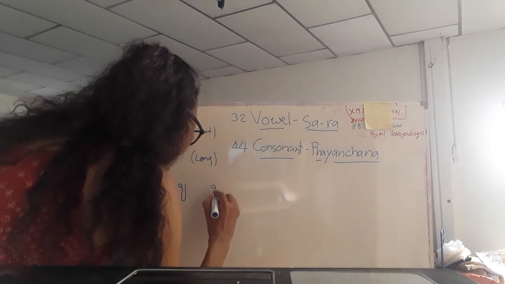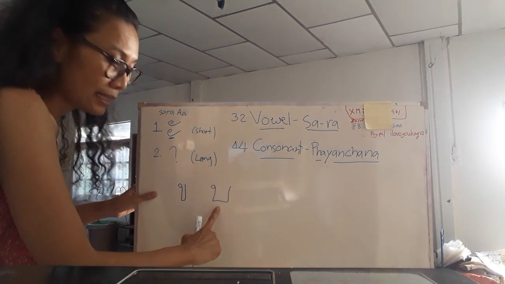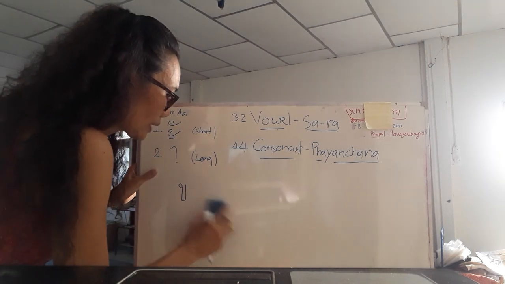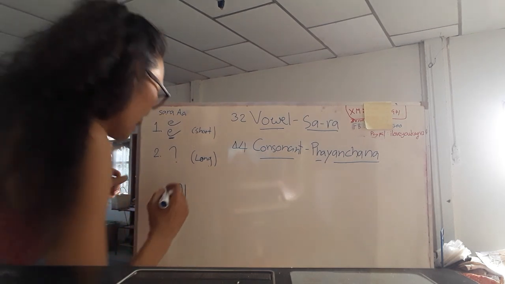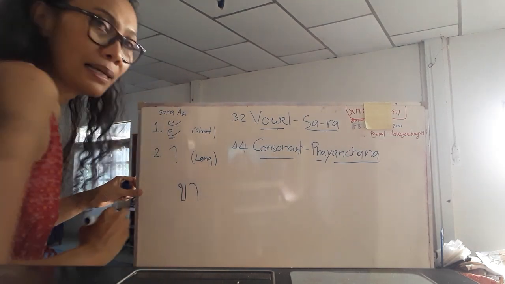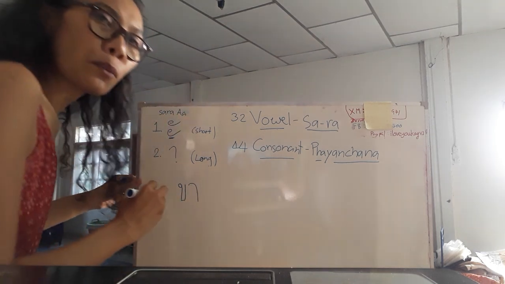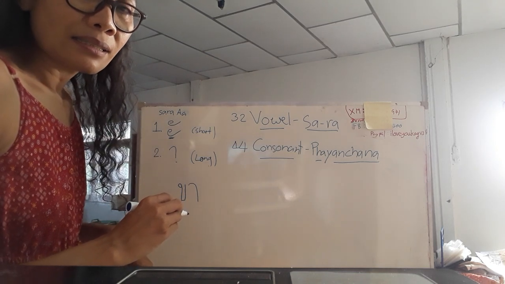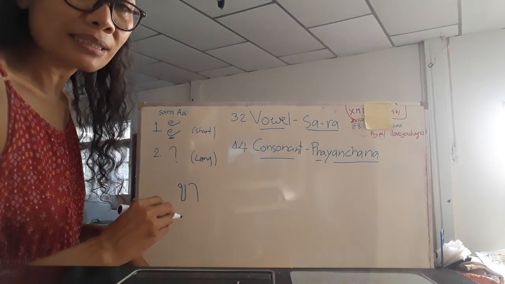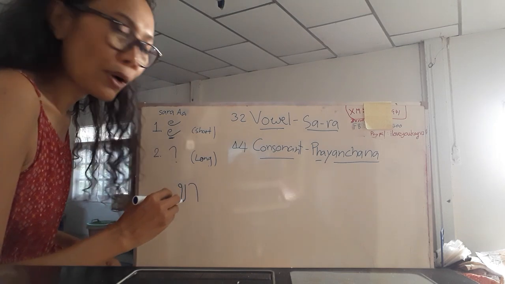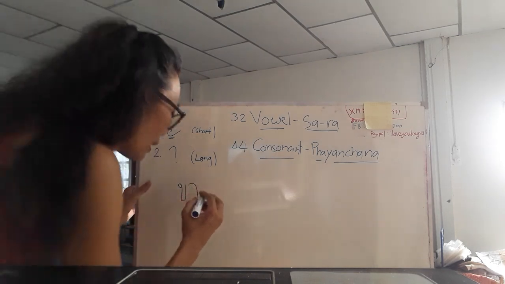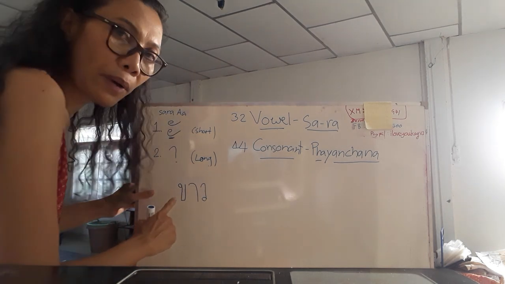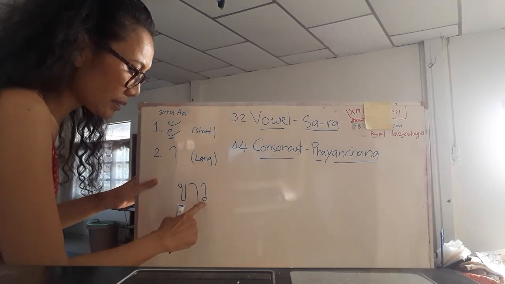Compare, na? This is bo bai mai. This is kho kai. Now we're going to focus on kho kai, na? Kho kai, sara a, and wo waen, the ring. Okay. Ring, wo waen, like around your finger. Here's wo waen. You know how to write wo waen, right? It's similar to sara a, but it has a head here.